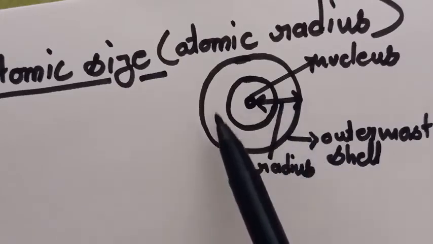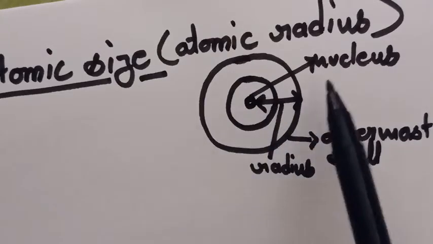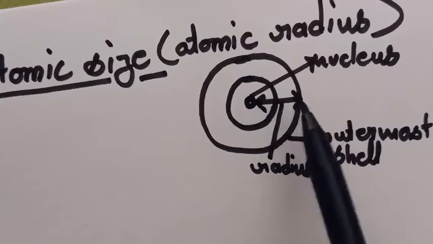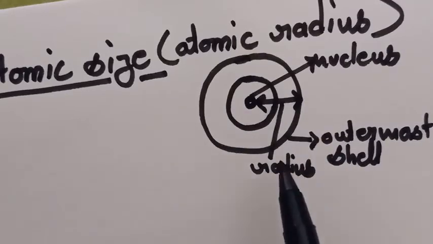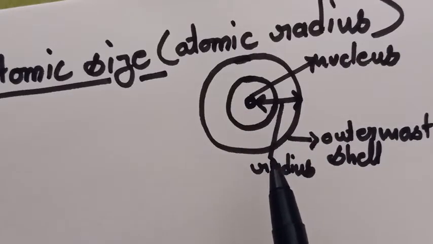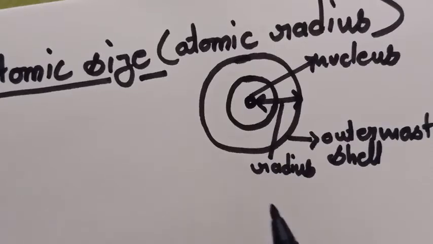This is the outermost shell of an atom. This one is a positively charged nucleus. So the distance between these is the radius. So student, the atomic size of an atom depends on a few factors.